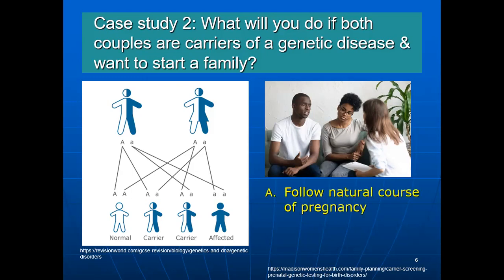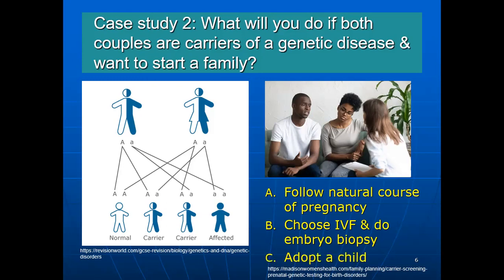I give you the choice. Never mind, follow the natural course of pregnancy. Will you choose this? Or, I will choose IVF and do embryo biopsy. I choose the embryo that is normal. So I choose the normal one, this normal one. Can or not? Or I adopt a child. So which one will you choose? How many of you will choose A?